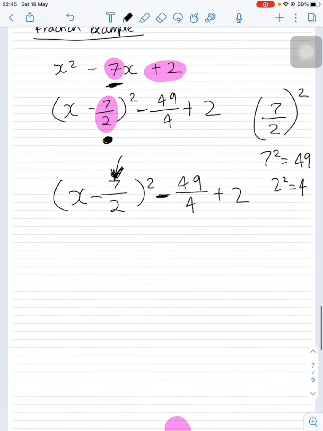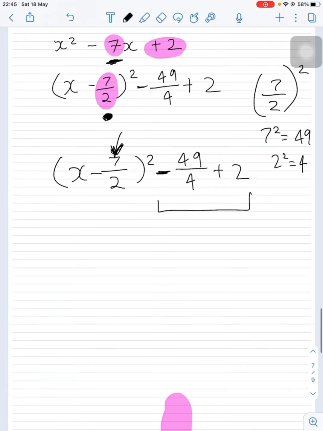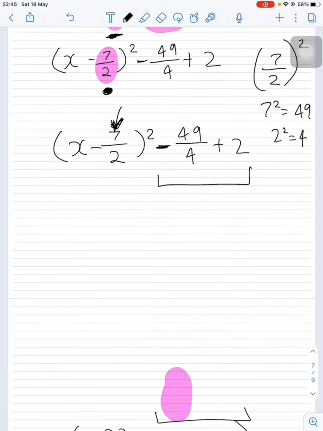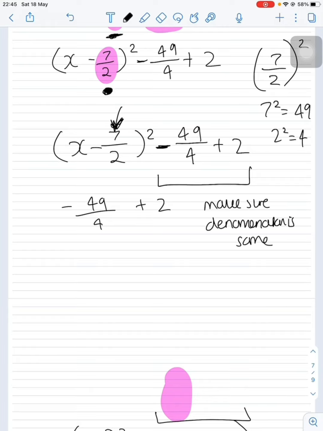What we then need to do is, we can see we need to finish working it out. So how do we combine these? We can write this out: minus 49 over 4 plus 2. What do we need to do? We need to make sure the denominator is the same. Okay, so how are we going to do that?